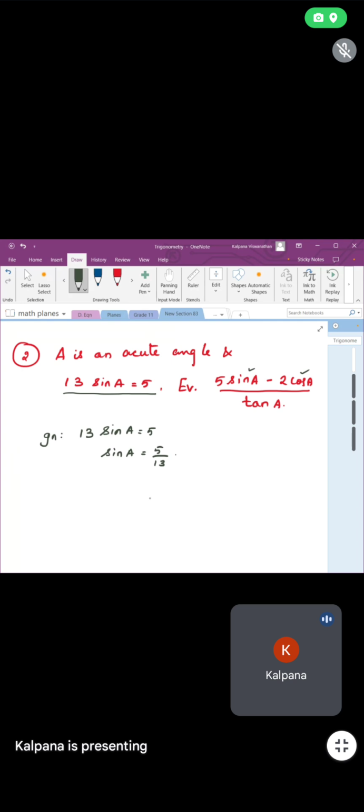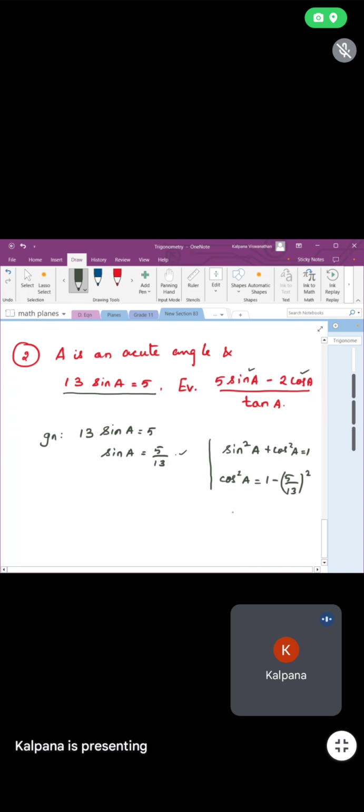How to find cos A? What is the relation between sin and cos? The first relation: sin square theta plus cos square theta is equal to 1. Very good. So sin square A plus cos square A equal to 1. We found sin A, so from there we can find cos square A. Cos square A is 1 minus sin square A, that is 1 minus 5 by 13 the whole square.